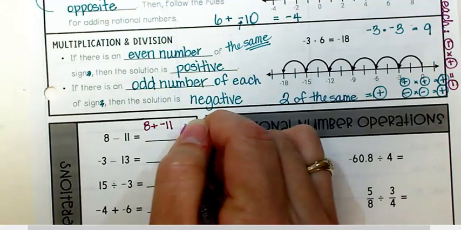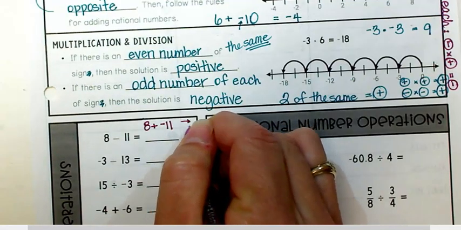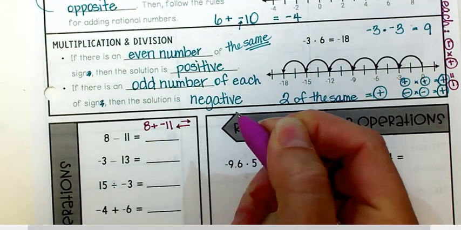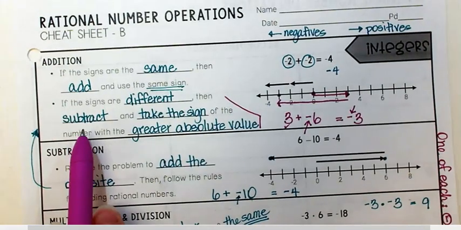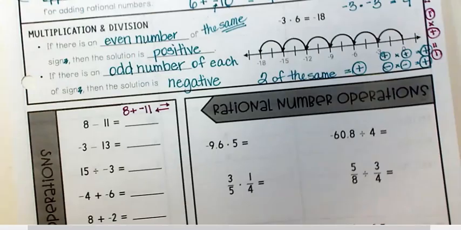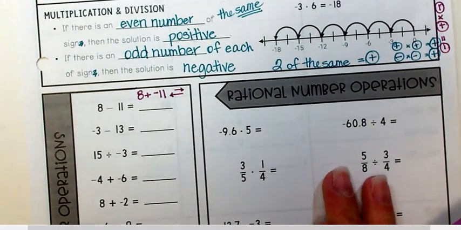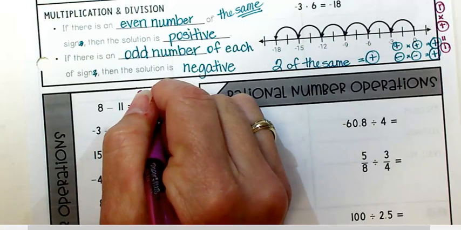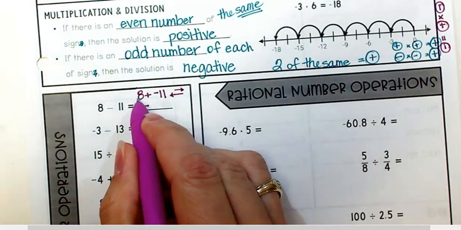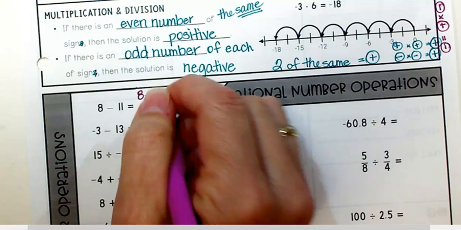Okay, here, this is going to be 8 plus a -11. Your 8, you're going to go this way on the number line, and then your 11, you're going to wind up going this way. You're going to think subtract and take the sign of the greater absolute value. So the greater absolute value is the -11. So my answer is going to be a negative, and then I just take the difference. 11 minus 8 is 3.